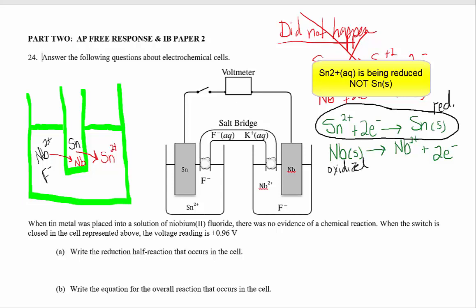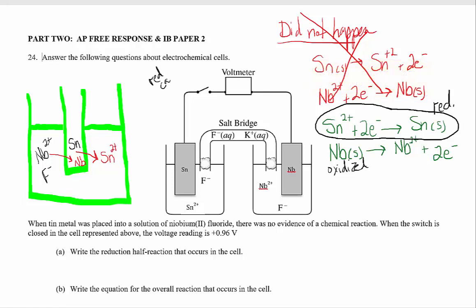And from that, if tin is being reduced, if you remember the red cat, reduction happens at the cathode. Our tin 2+ ion is being reduced, which means this must be the cathode, because our tin 2+ ion is being reduced to tin. This must be our anode, because our niobium is being oxidized into niobium 2+ ion. Letter A says write the half reaction that occurs in the cell. Well, this is our reduction, so that's going to go right there.